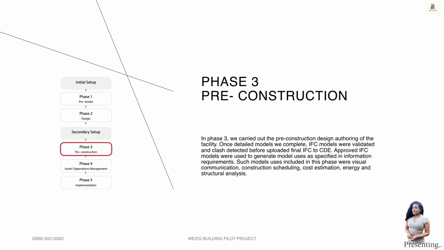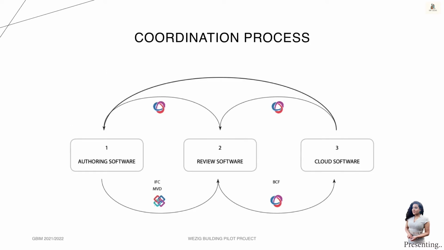Now let's take a look at the pre-construction phase. In this phase, we carried out the design authoring of the facility. Once detailed models were completed, IFC models were validated and clash detected before uploading final versions to the CDE. Approved models were used to generate model uses as specified in the information requirement. Let's take a look at some of these uses.